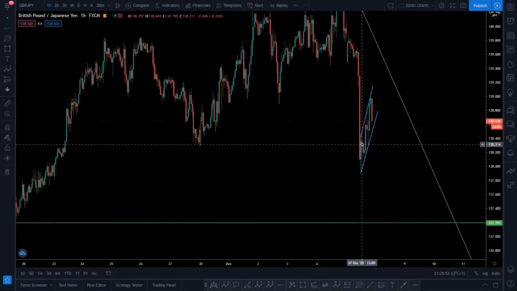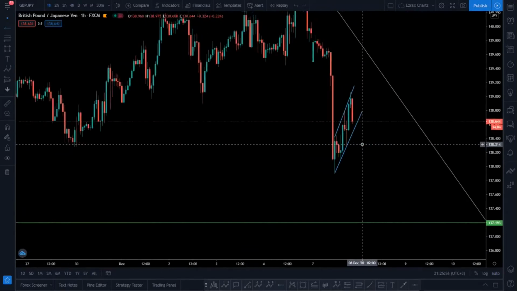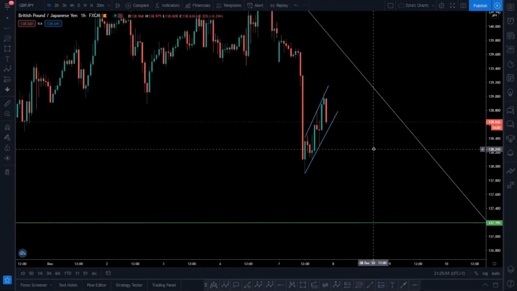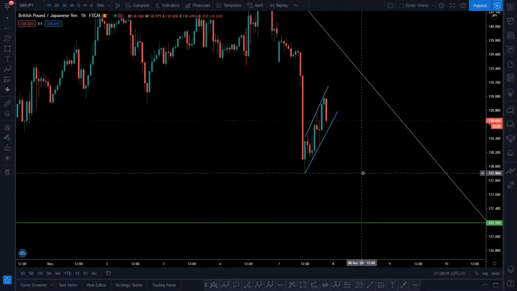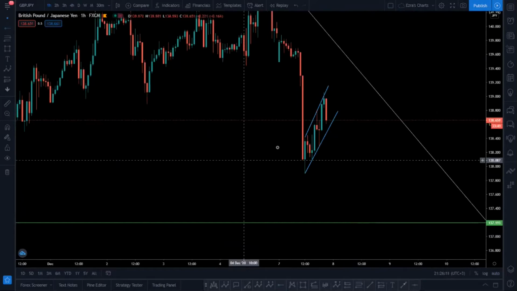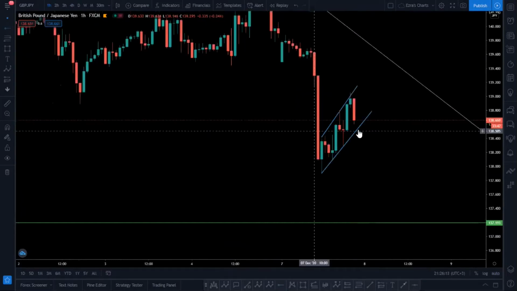So what you want to ask yourself is, where am I entering from? That's the first question that you want to ask yourself. What is my entry point? Because if you get your entry point, then that will determine your stop loss and your take profit. So from the charts, you want to ask yourself, where do I get in from?